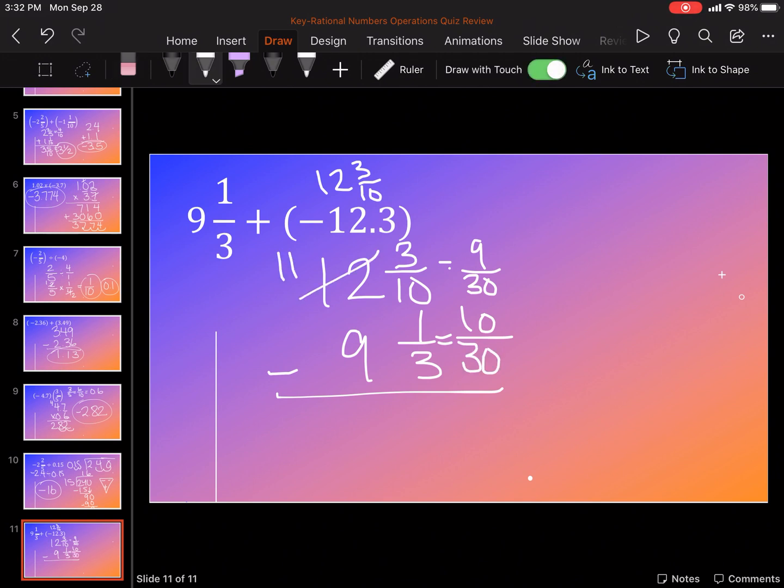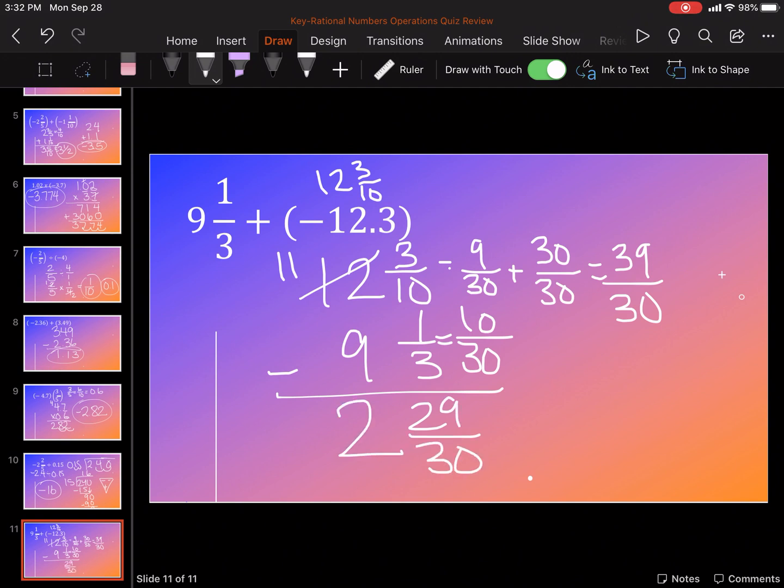Okay, let's borrow. So we're going to add 30/30. So that's 39/30 minus 10 is 29/30. 11 minus 9 is 2. Keep the sign of the larger, which was 12, so negative.